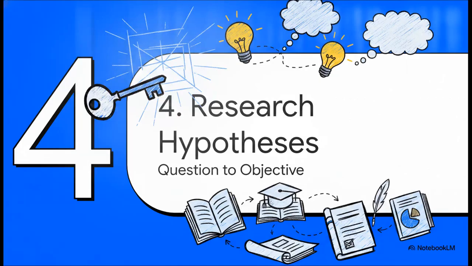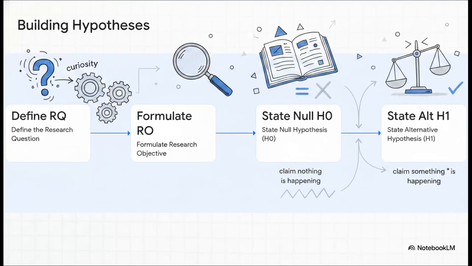Next up, Section 4, building research hypotheses, taking it from a question to an objective. This is where we take your initial curiosity and transform it into the strict 4-step structure that examiners demand in every methodology chapter. You start with the broad research question, turn that into a targeted research objective, and then split it into 2 testable hypotheses: the null hypothesis, which claims absolutely nothing is happening, and the alternative hypothesis, which claims something definitely is happening.